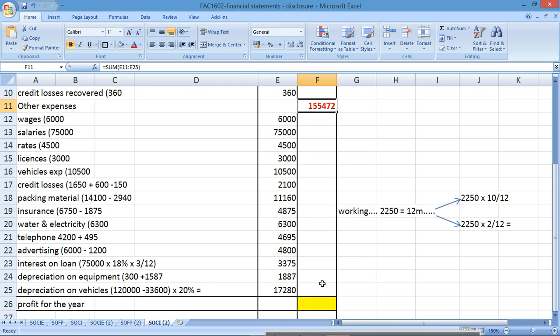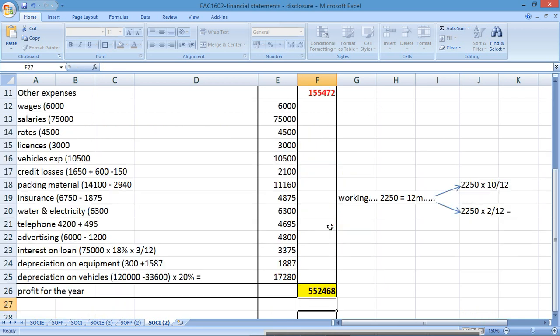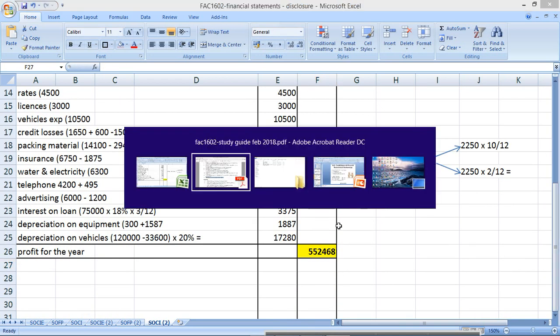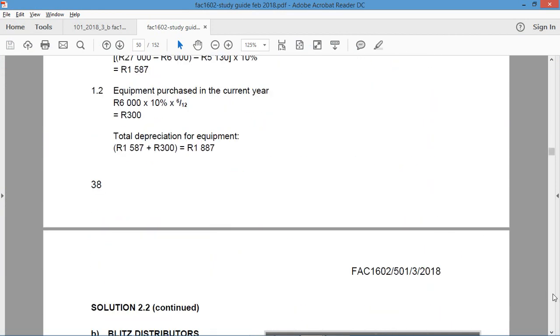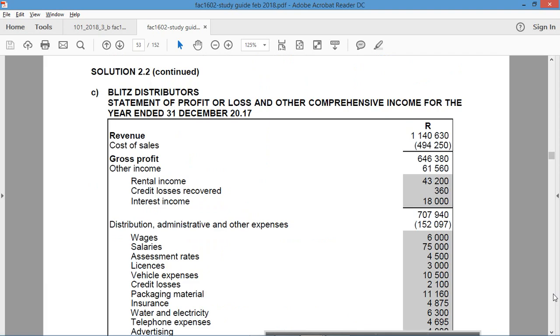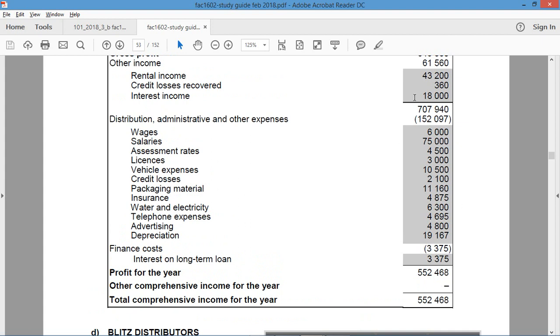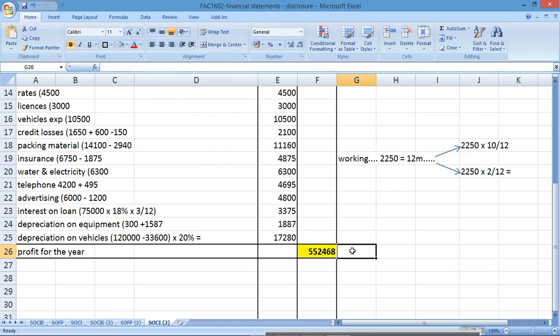Good, so this bit here equals this plus that minus this, which gives us 552,648. Okay, so let's just check to make sure we haven't missed anything, just to double check before we continue. 552,648, is it right? That's right. Okay, and then obviously you could mark this. Yeah. Okay. Alright, so that looks good.